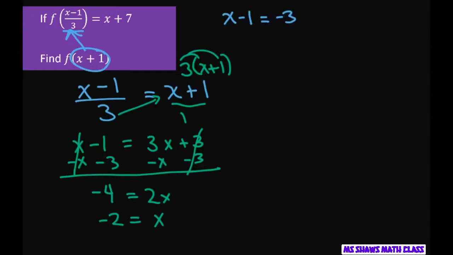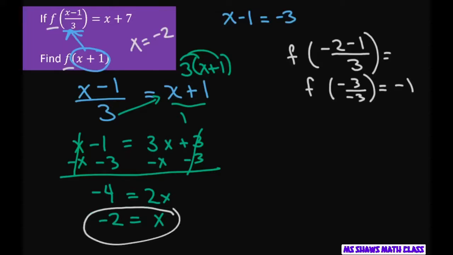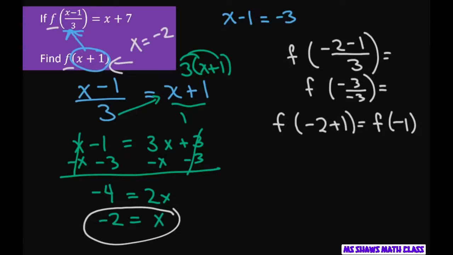So let's look at that. It means x right here equals negative 2. Now let's plug it back into both of these. So we have f of (negative 2 minus 1) divided by 3. That's f of negative 3 divided by negative 3, which equals negative 1. Now let's plug our x equals negative 2 into this one. That would be f of negative 2 plus 1, which also equals f of negative 1. This should be f of negative 1.